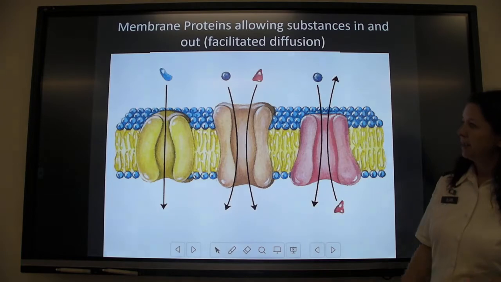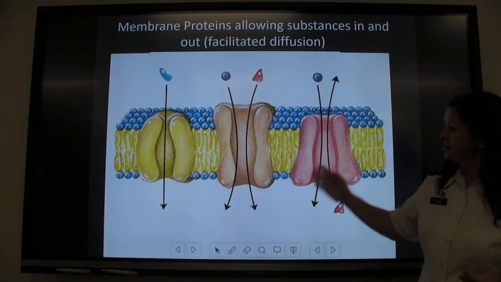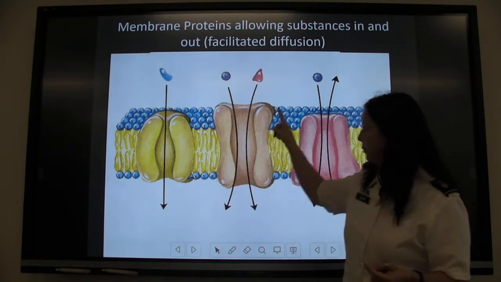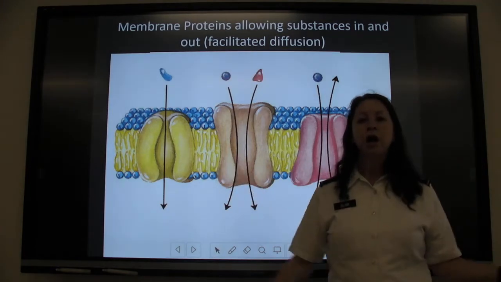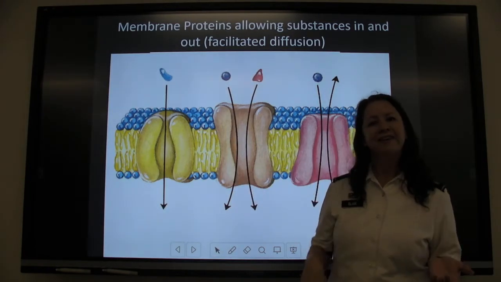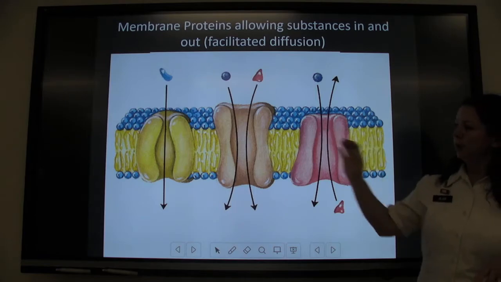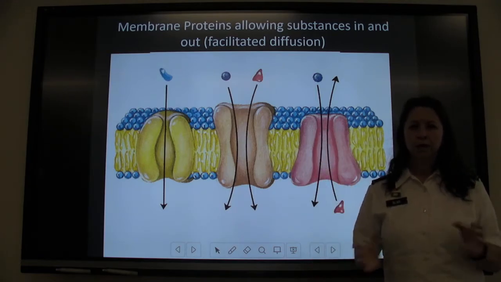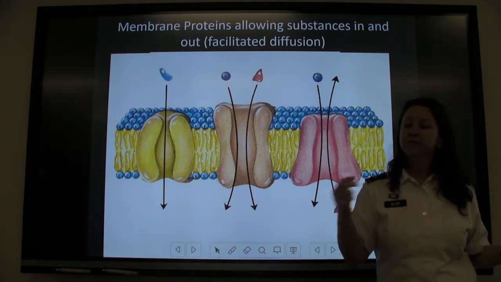And it looks something like this. They're just tunnels. Here's your plasma membrane, and here are your tunnels, letting things go in and out. So that's how the membrane proteins work. They're just making an opening for the stuff that can flow through.